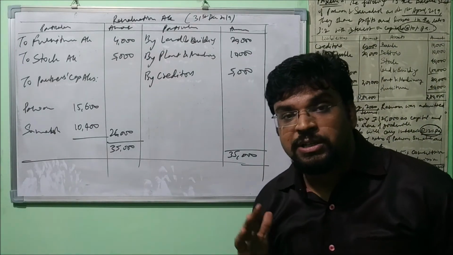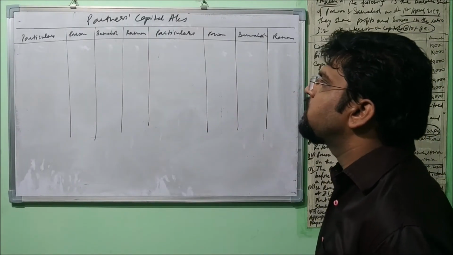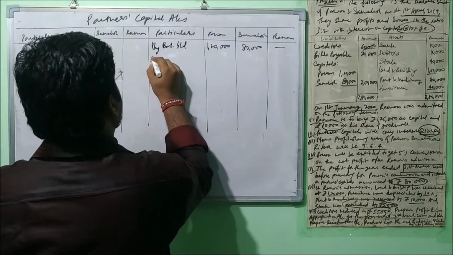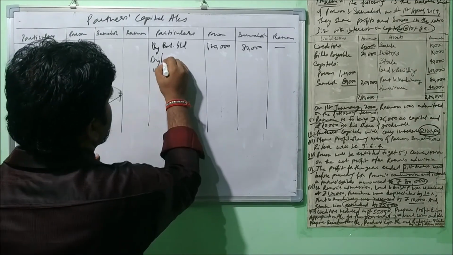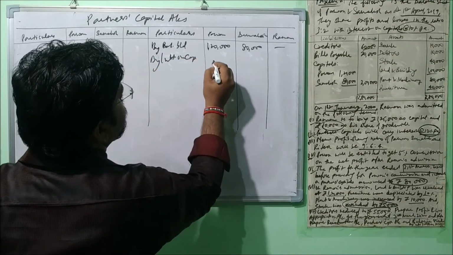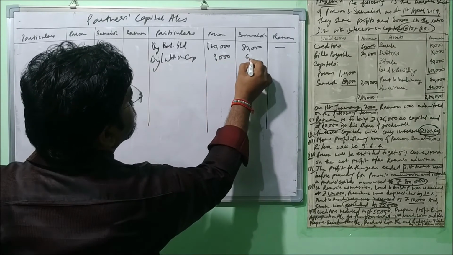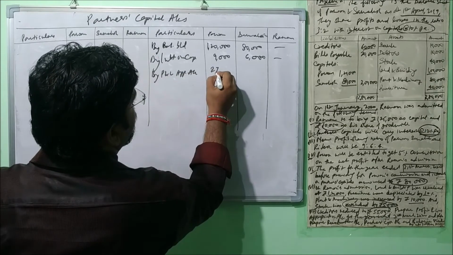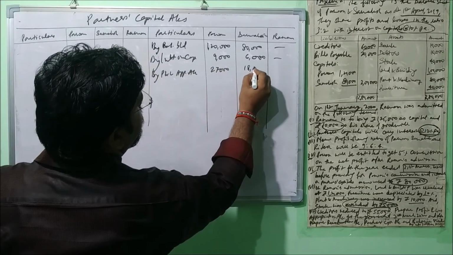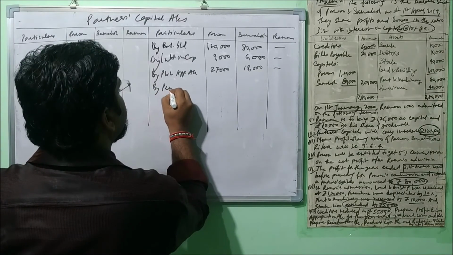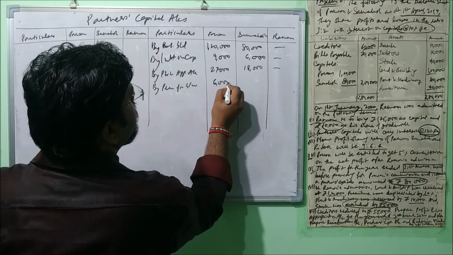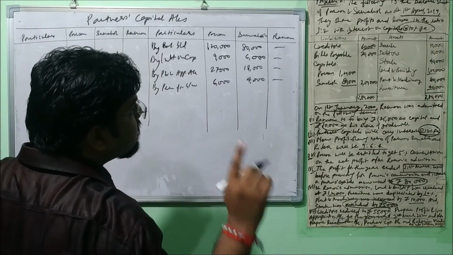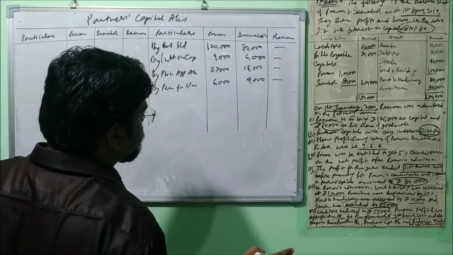Now let's prepare the partners' capital account. This is the format of the partners' capital account. Now let's make the entries. The same balance values we need to put here. Very first they got interest on capital as 9,000 and 6,000. Then they get share of profit and loss appropriation account 27,000 and 18,000. Then they got premium for goodwill 6,000 and 4,000. Understood the point? Now let's talk about the second profit and loss appropriation account.